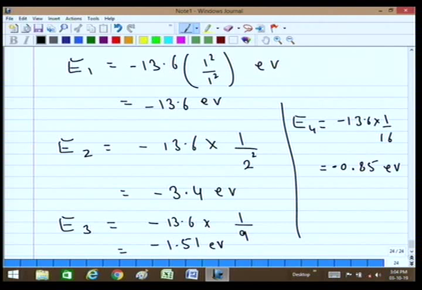Guys, are you understanding how we are putting the values in the formulas and calculating the results? From the examination point of view, this is very much important. There is a very high probability that you will get a question from Bohr's atomic model. Are you getting this? Okay. Next question.